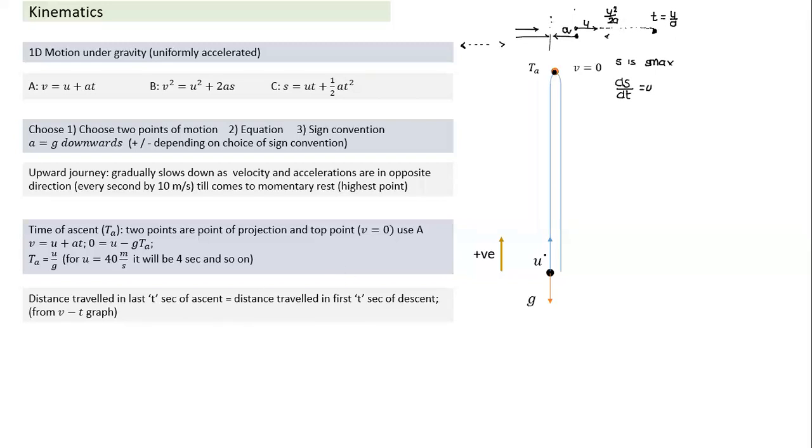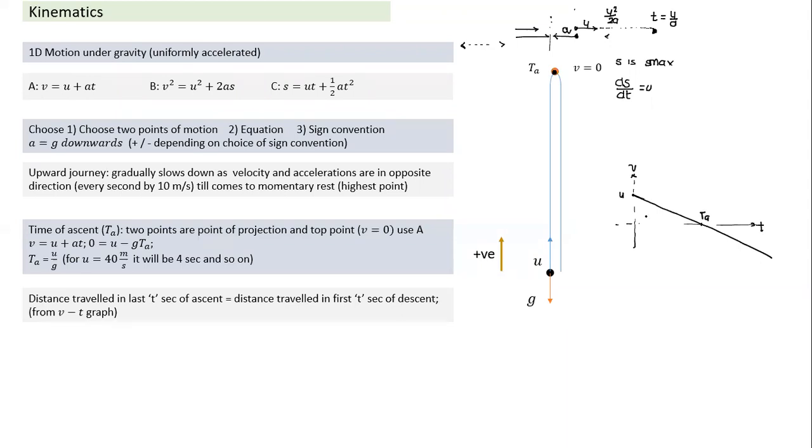Another thing we notice: if we plot a VT graph of this motion, how would the VT graph look? It will look something like this. The slope of the VT graph is equal to acceleration, and acceleration, if we're using this sign convention, is equal to minus 10. So I have to draw a line which has a slope of minus 10. It will start with the initial velocity at time t equal to 0 being u. It will look like this, and this time is equal to ta, the time of ascent.